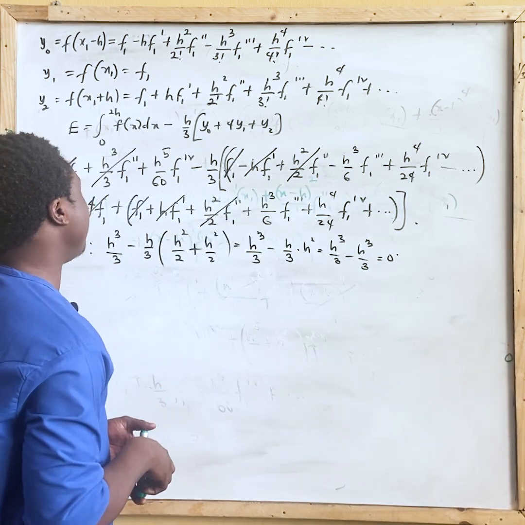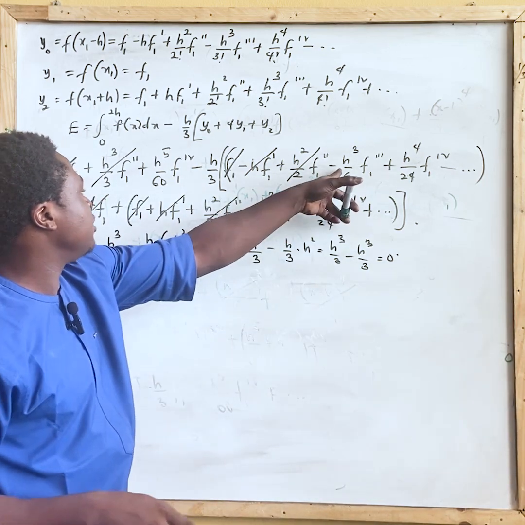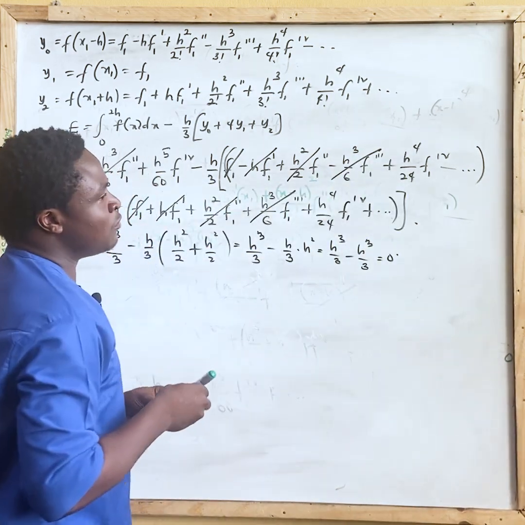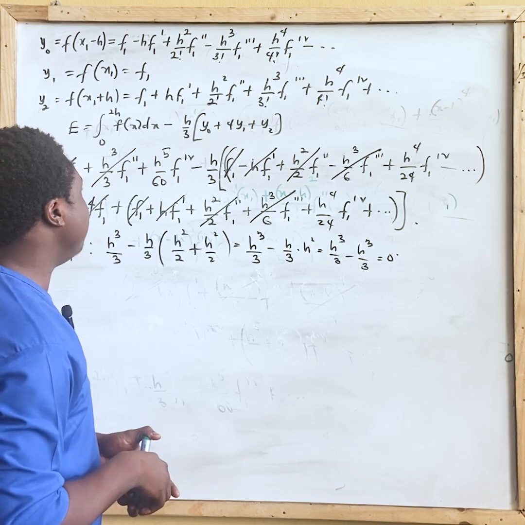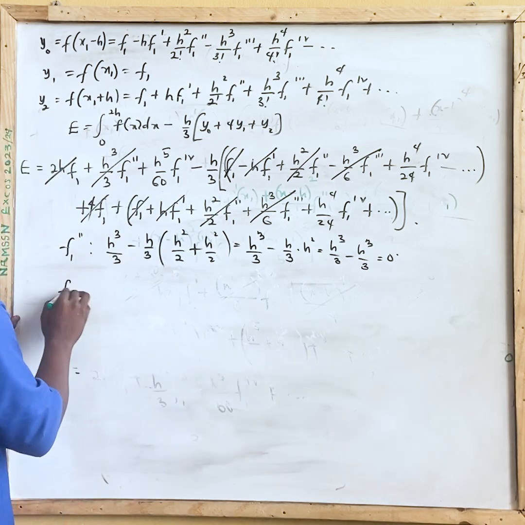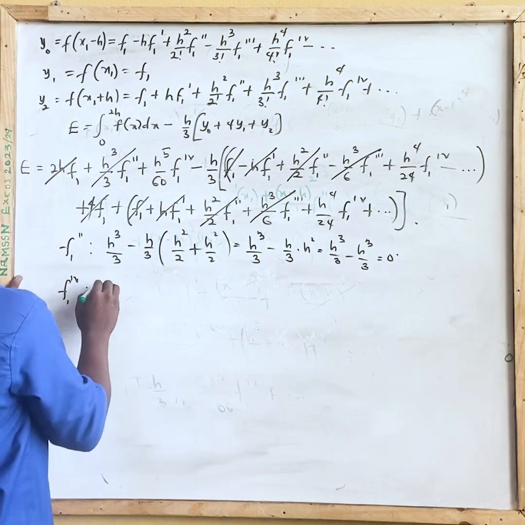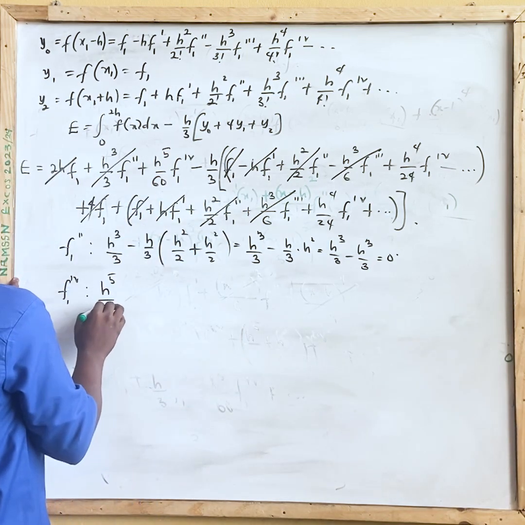I'm left with f triple prime. Down here I have minus, here I have plus, and that will be 0 also. So 0 and 0. I have one thing left, the fourth derivative. So for f IV, let's see. What do we have? Here I have it to be h to the power 5 over 60.